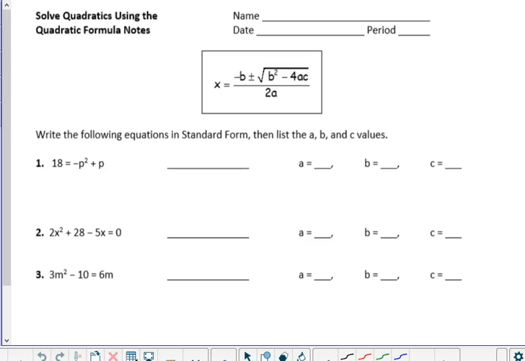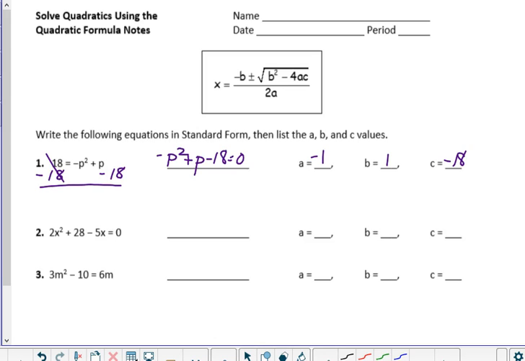So the first thing we need to do is to go ahead and practice writing our equations in standard form and listing the a, b, and c values. So for number one, we have most of it on the right side. So let's move this 18 over. And that's going to give us negative p squared plus p minus 18 equals 0. So that's not too difficult. Our a is negative 1. Our b is 1, and our c is negative 18.